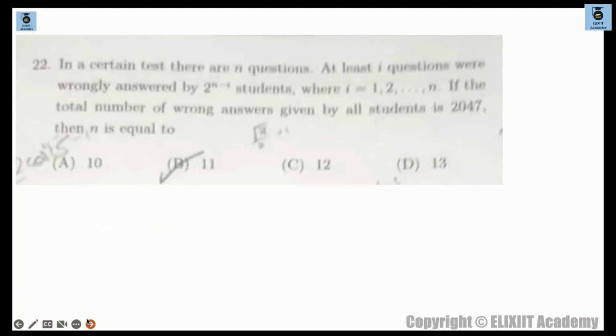Okay, next we have this question which says that in a certain test, there are n questions. At least i questions were wrongly answered by 2 to the power of n minus i students, where i is equal to 1, 2, and so on till n. If the total number of wrong answers given by all the students is 2047, then n is equal to what?